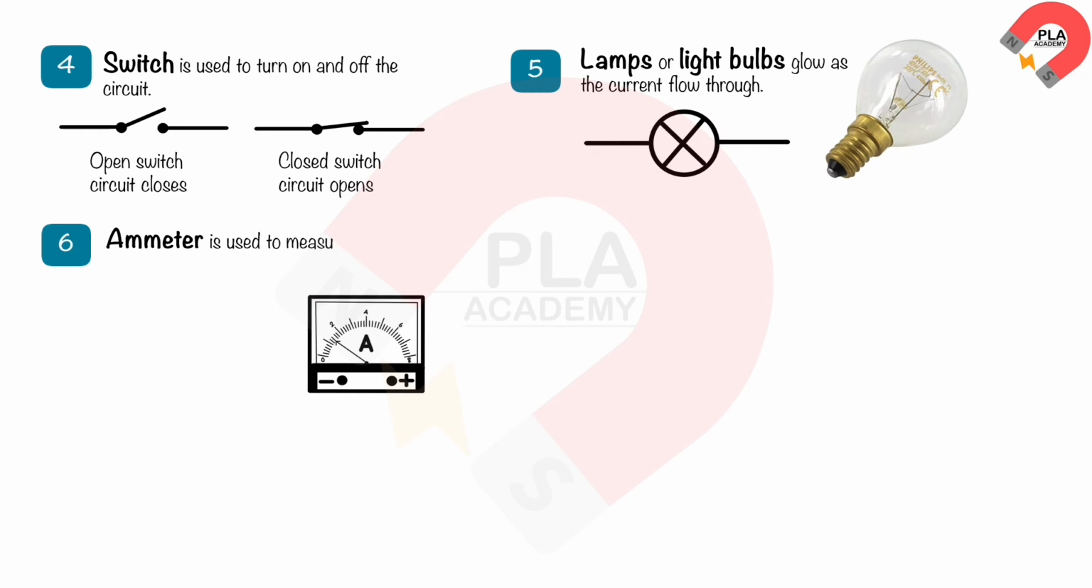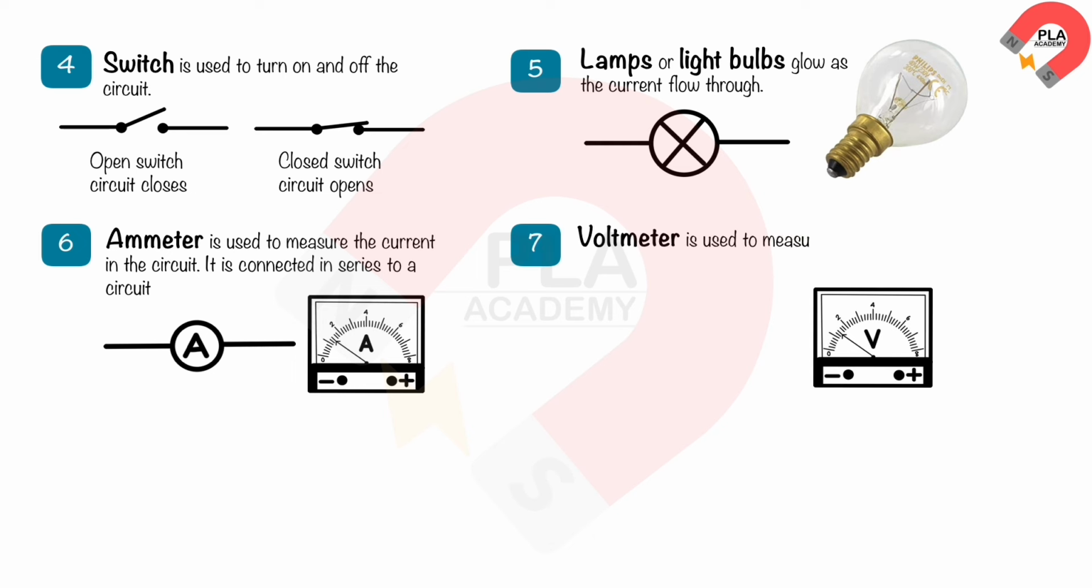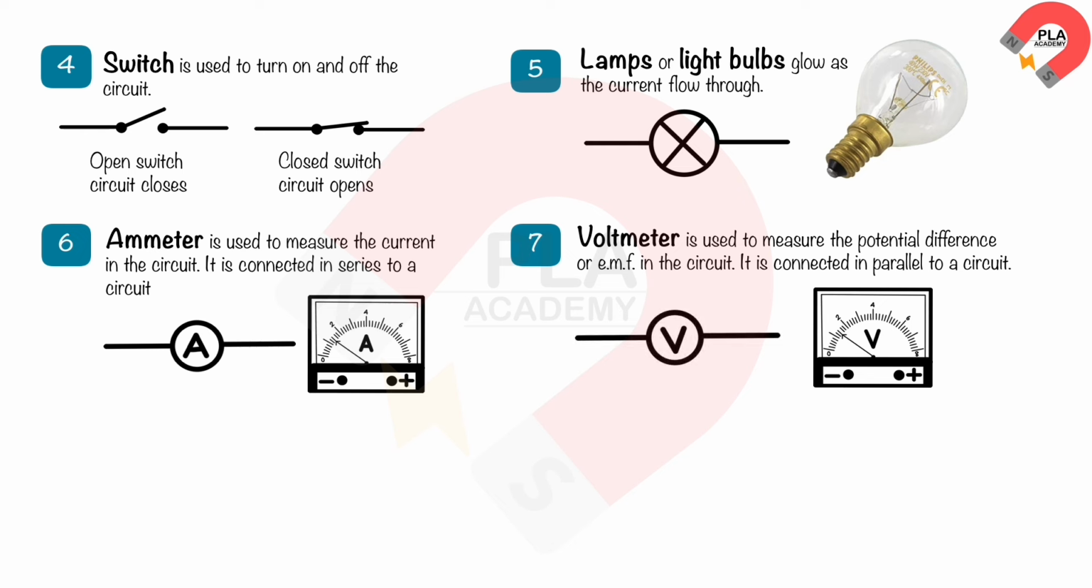An ammeter is used to measure the current in a circuit. It is connected in series with a circuit. This is the symbol of an ammeter. A voltmeter is used to measure the potential difference or voltage, or electromotive force or EMF, in a circuit. It is connected in parallel with a circuit. This is the symbol of a voltmeter.